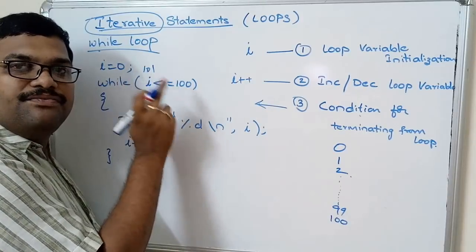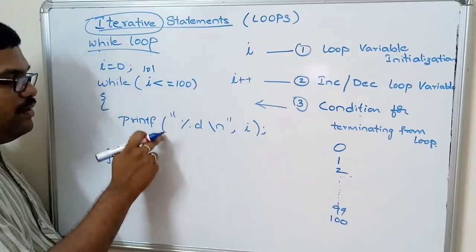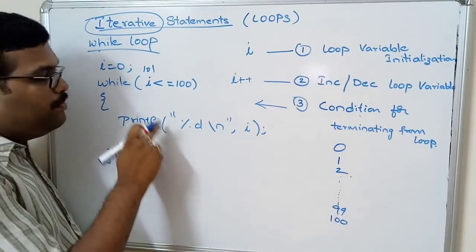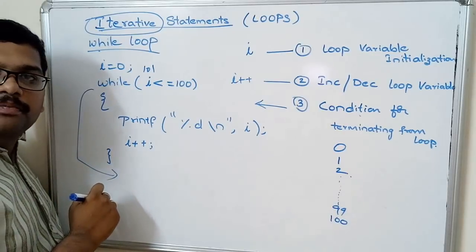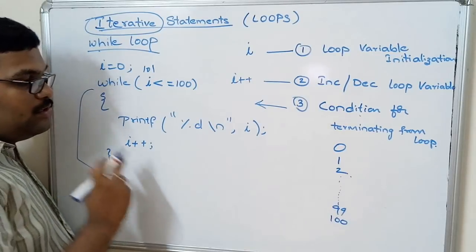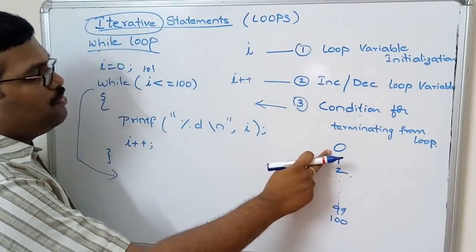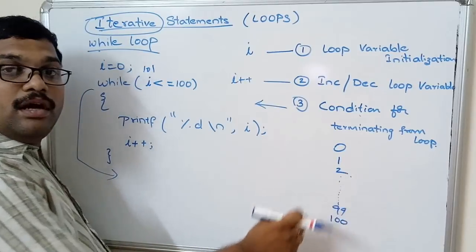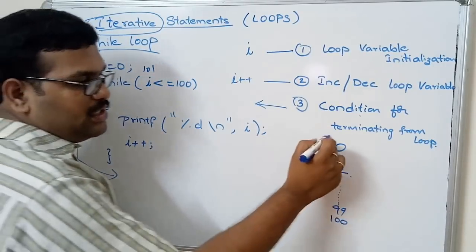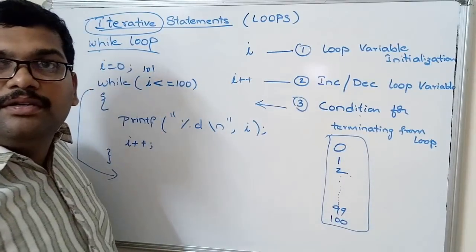Now the condition fails. The control doesn't enter into the loop. The control directly jumps out from the while loop. So our output is printing the I value from 0 to 100. So this is the output we need according to the problem statement.